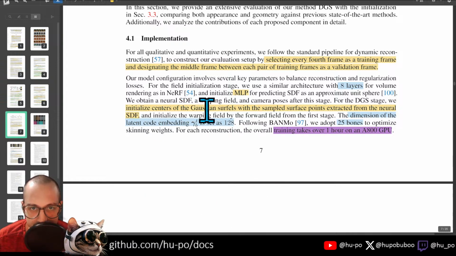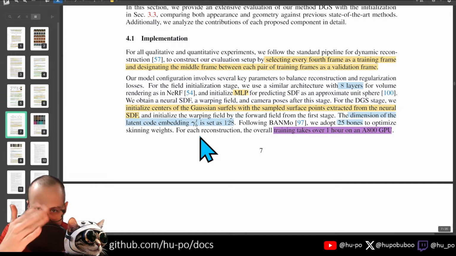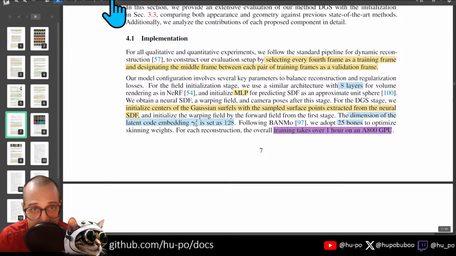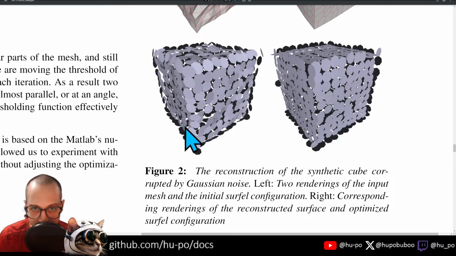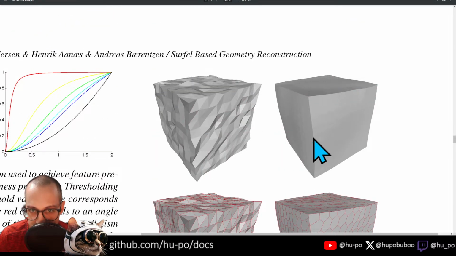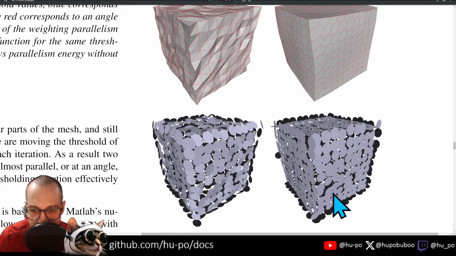They initialize the centers of the Gaussian surfels with sampled surface points extracted from the neural SDF, right? The neural SDF is an implicit representation of a surface, and that SDF, or signed distance function, is going to tell you how far away you are from a surface. So wherever that SDF says 0, that's going to be a surface. You can basically assume that's the surface, sample points along it, and that's where you initialize your little surfels. The SDF is going to maybe give you some kind of smooth surface like this, you evaluate it everywhere that it's 0, then sample along that surface and pick a bunch of surfels.